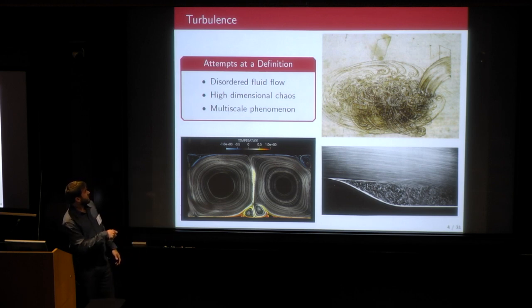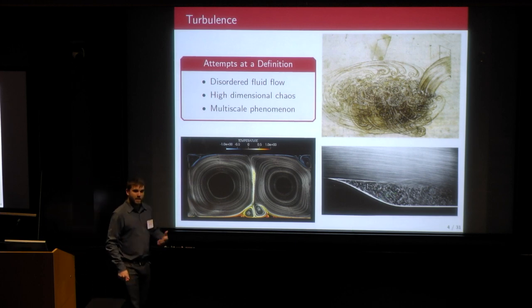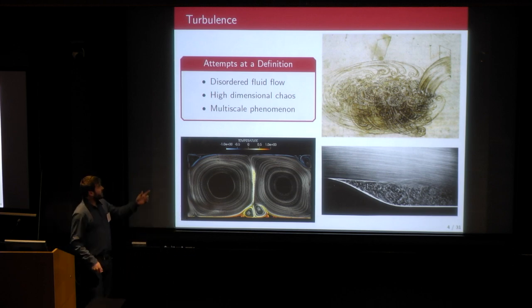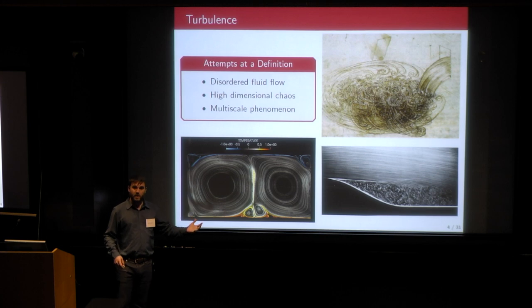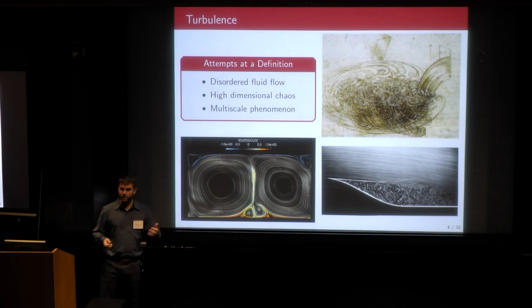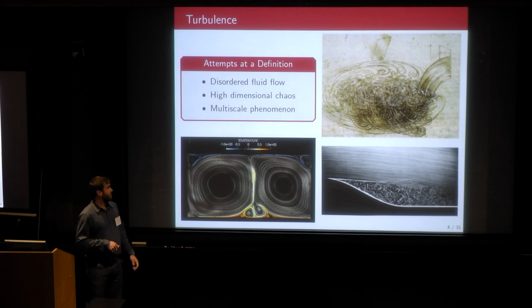One thing I think we all agree with is that it's a pretty disordered fluid flow, as seen by the great picture by Da Vinci or one of Van Dyck's pictures in his album of fluid motion. Some people say a high-dimensional chaos, but that's difficult to deal with mathematically. I really like thinking about it as a multi-scale phenomenon where you have multiple spatial and temporal scales interacting with each other simultaneously, right? But nevertheless, turbulence is everywhere.